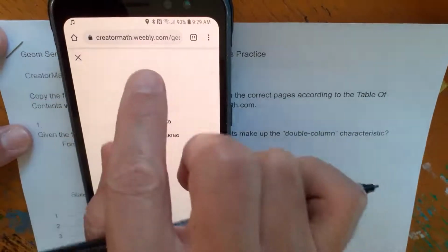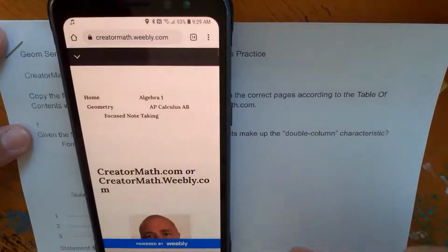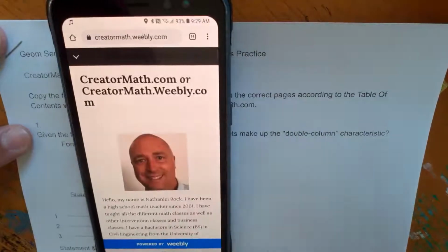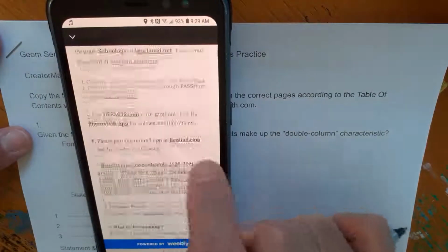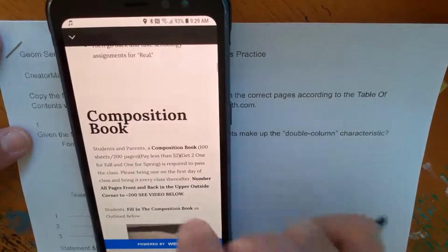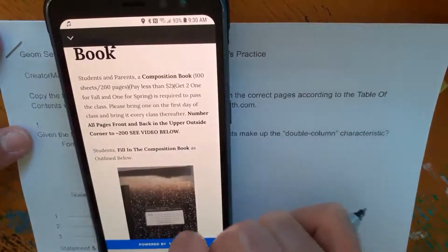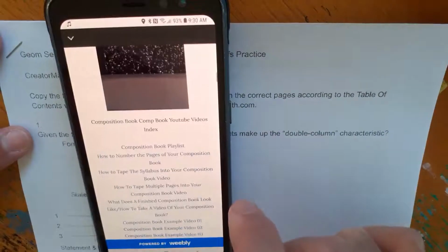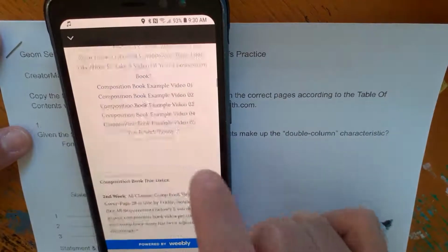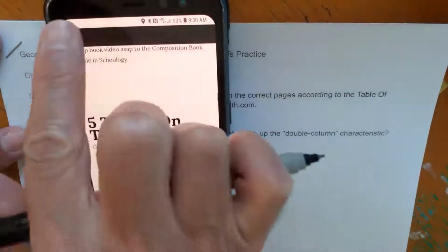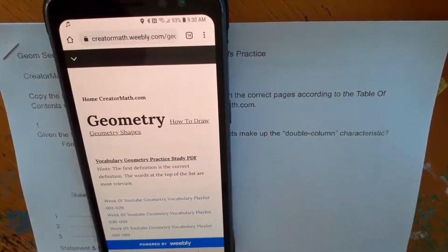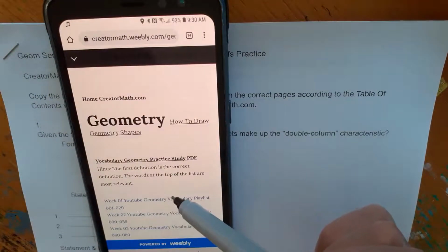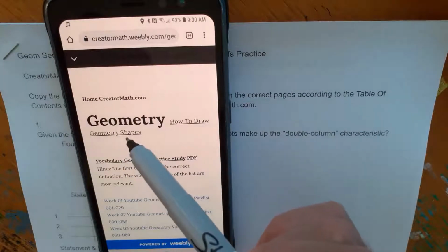When you show up, it should be on the home page, which looks a little bit like this at present. This entire home page, if you just scroll down and see the words composition book and the picture of the composition book, everything under this is instructions on how to get that right. There's videos, there's instructions, there's deadlines, etc. Follow that. We're going to go straight to notes, which is under the geometry tab. All the videos, the practice sets, the notes, and vocabulary are under the geometry tab for geometry.